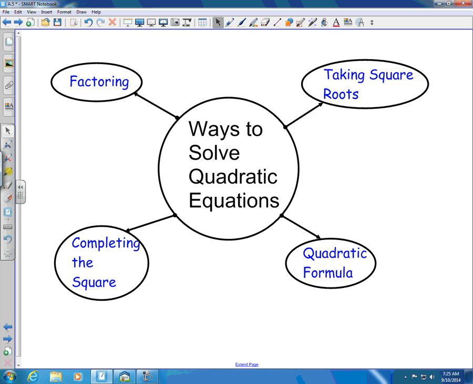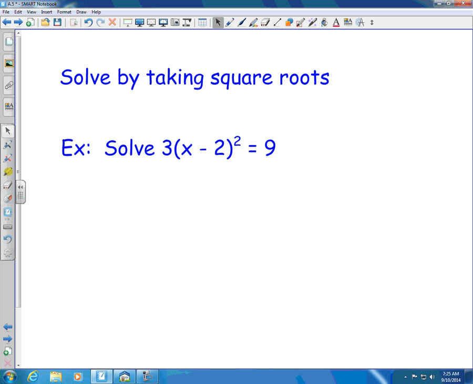All right, what about solving by taking square roots? Let's try that one. If we're going to solve by taking square roots, notice we have the equation and it's set up differently. We've got 3 times some quantity squared equals something, and this is a good setup for solving by taking square roots. I would start this problem off by dividing both sides by 3. So we get x minus 2 quantity squared equaling 3. And then I would take the square root of both sides because we want to undo the squaring.